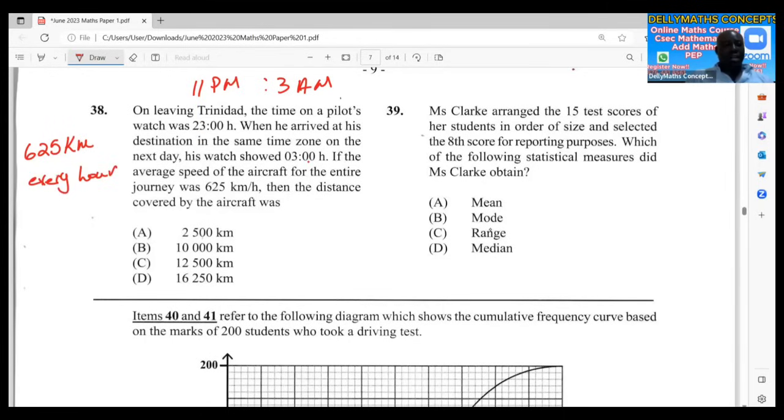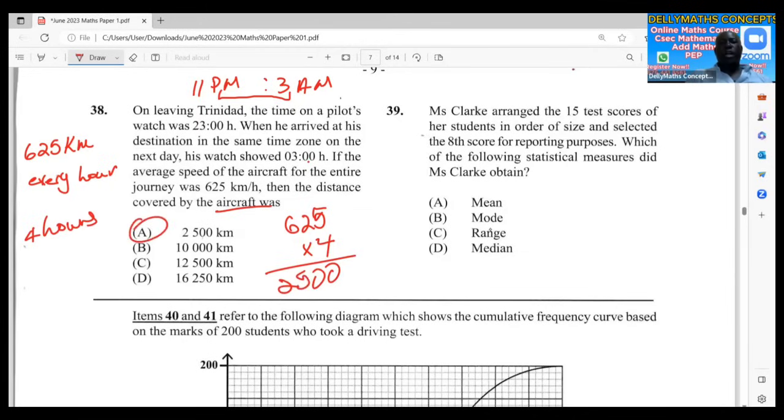Now, the distance covered would be what? Well, I need to know the time between 11 and 3. 11 to 3, that's 4 hours. So if I'm doing 625 every hour, then for 4 hours, I simply multiply. I would have done 2,500 kilometers. Let's go for 39.